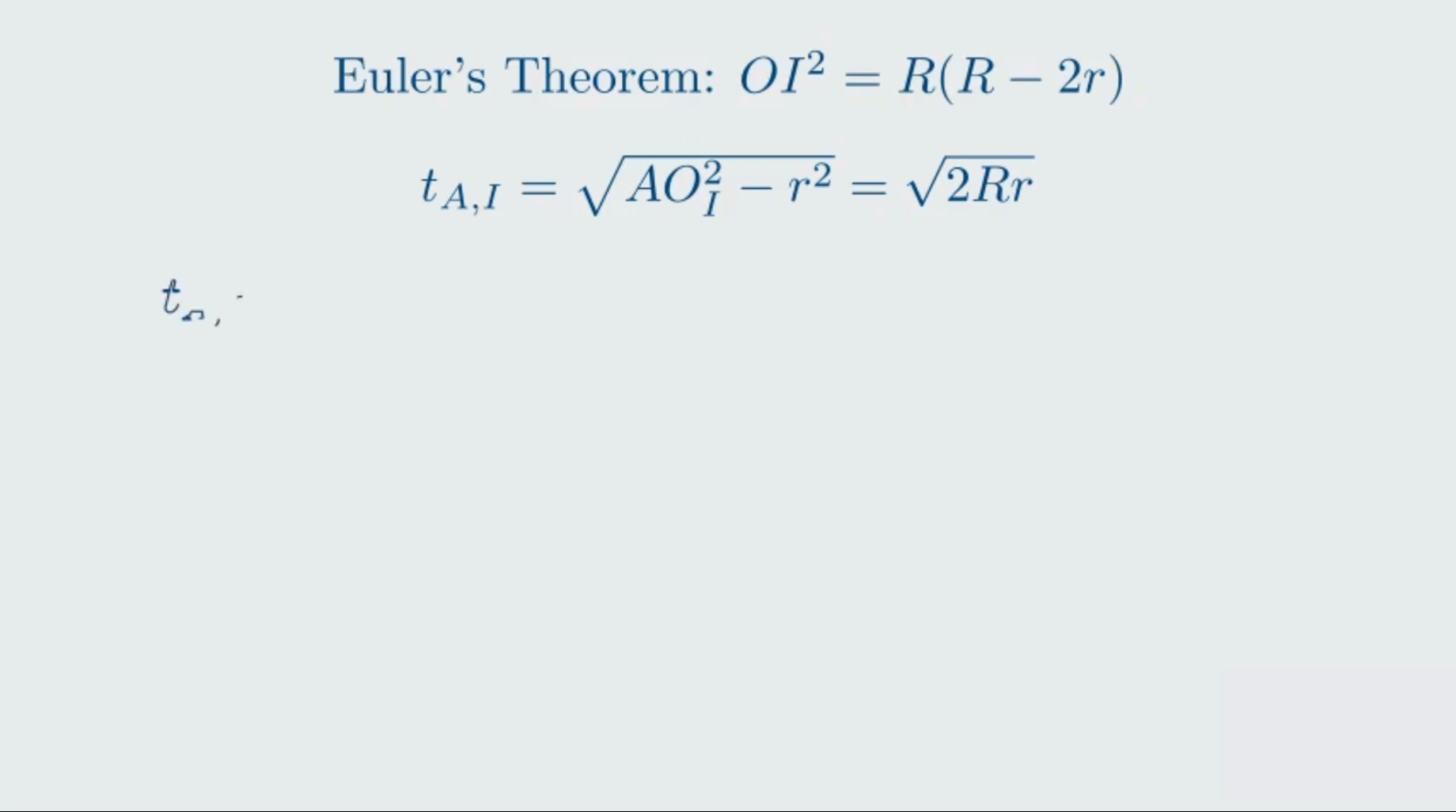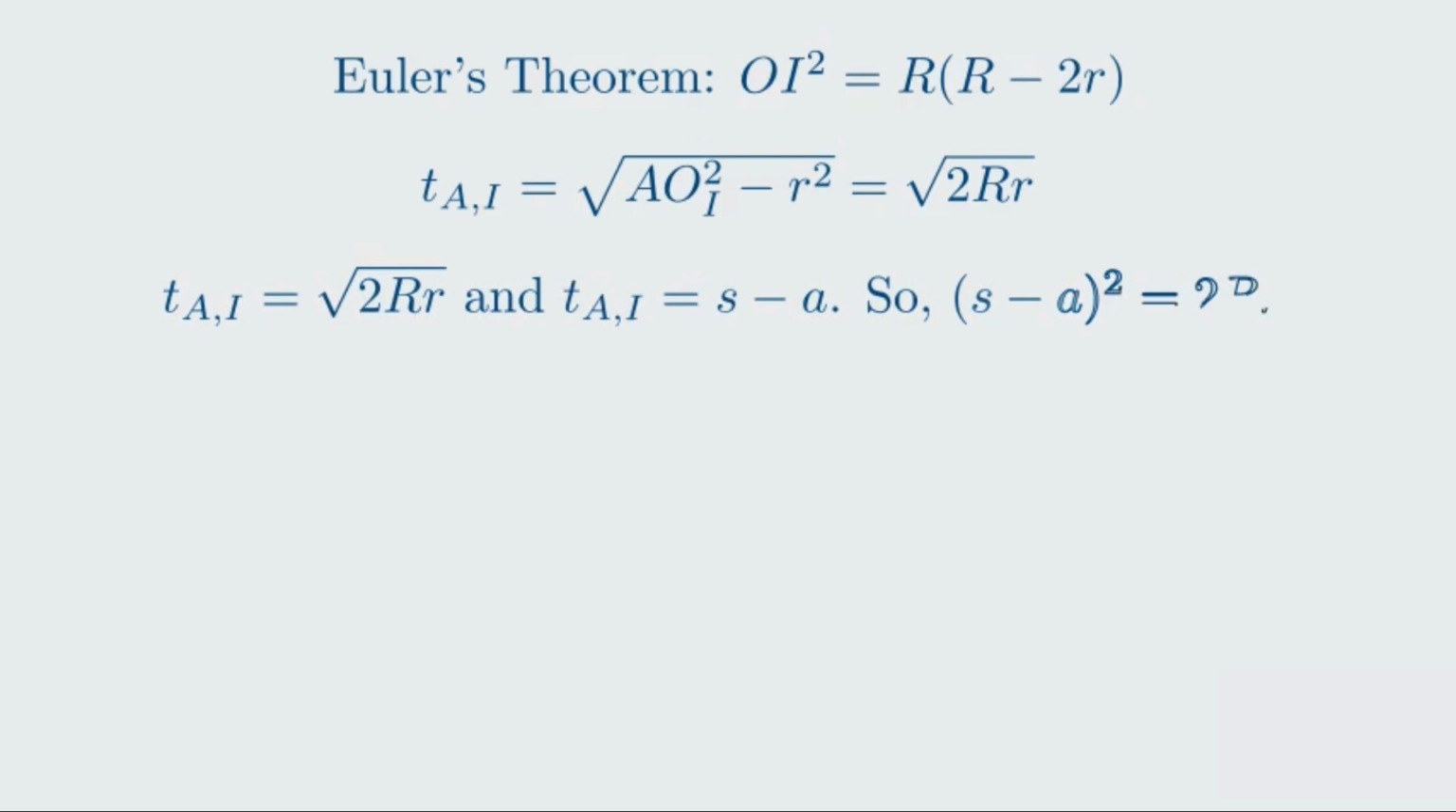Now, the tangent length from vertex A to the incircle is also known to be s minus a, where s is the semiperimeter and a is the side length BC. This gives us a useful identity. 2Rr equals (s−a) squared. Remember this, as it will be very important. We can calculate the other 6 tangent lengths needed for our equation using these principles and some trigonometric identities. The process is straightforward, but involves algebraic manipulation. For the sake of time, let's just state the results.